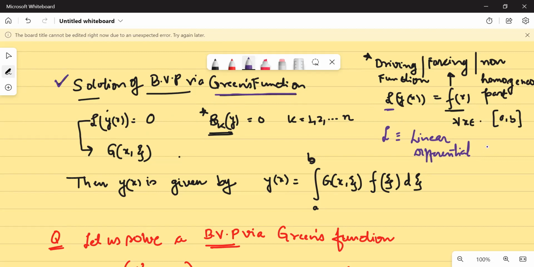So if it operates on, let's say, y of x, and you get your f of x here, this particular differential equation is called an inhomogeneous or non-homogeneous differential equation, which is our main focus right now for physics people. Whoever is doing physics will mostly find differential equations of the inhomogeneous kind, which we are going to solve.